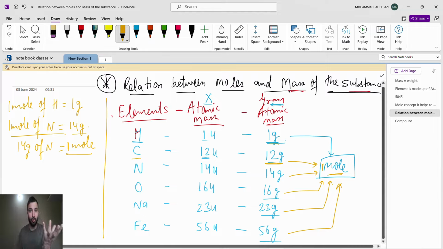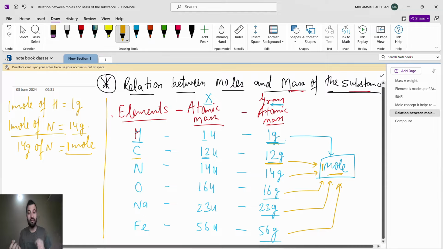Understand? If I tell you mole, you will tell me the gram, meaning the weight, the mass. If I give you the mass, you will tell me the mole. If I tell you 12 gram of carbon, you will say 1 mole. If I say 1 mole of sodium, you will say 23 gram. This is the relation between mole and mass. I tell you the mole, you tell me the mass. I tell you the mass, you tell me the mole.